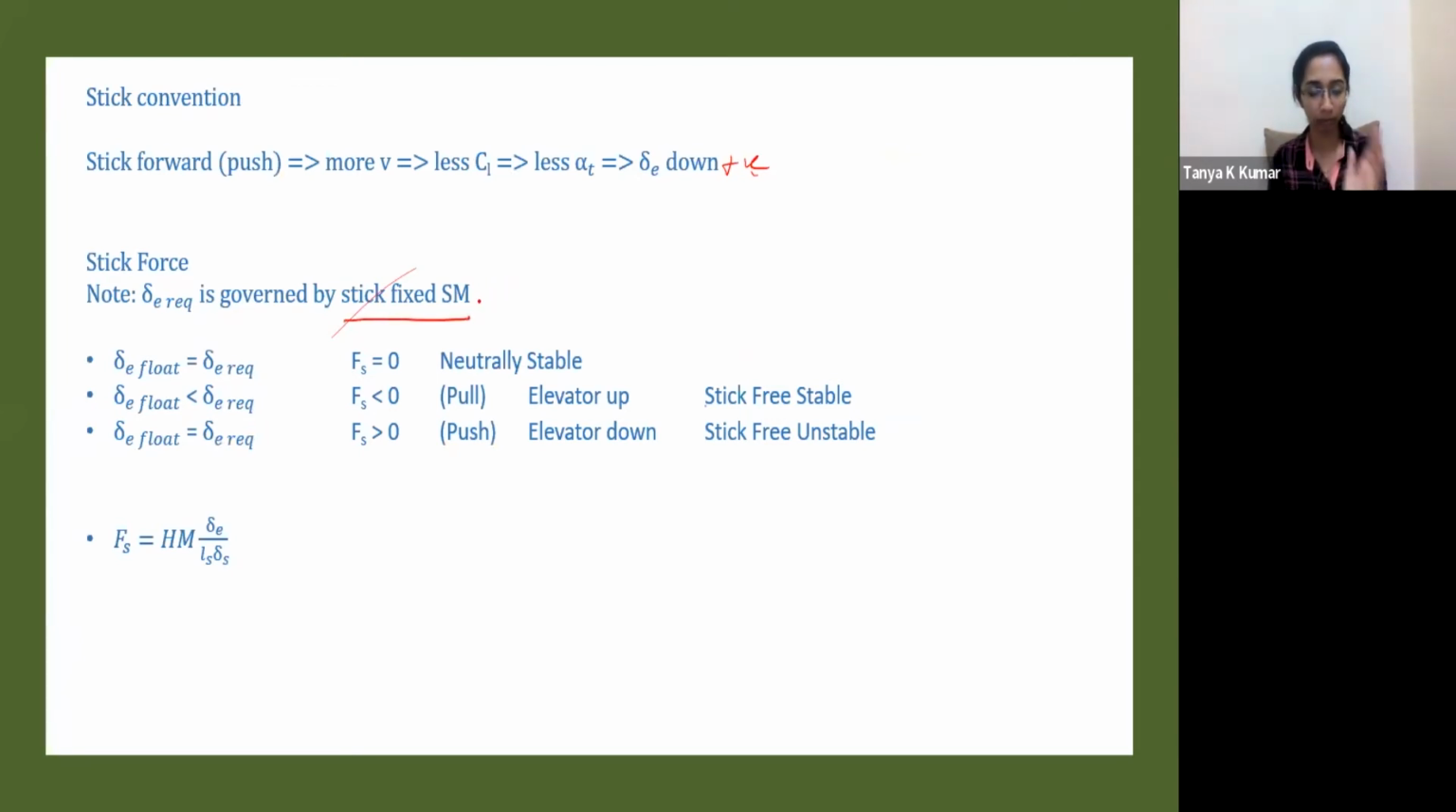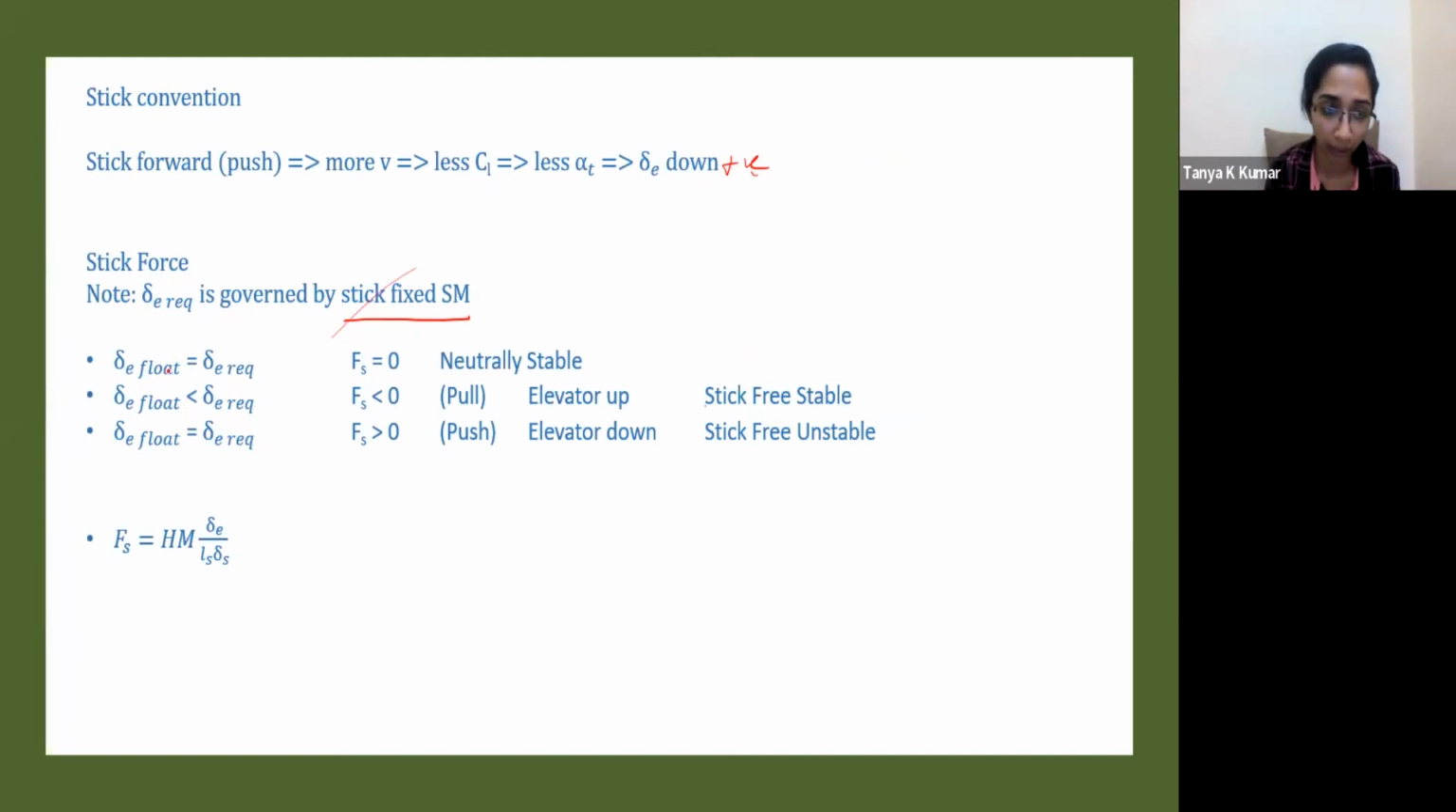So now we see three cases. If you're allowing the stick to be not fixed, in the stick free case, you have a delta E float. When it encounters a positive alpha tail or anything, your delta E floats, your elevator floats.